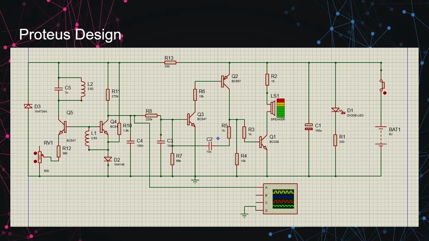This same diagram we have simulated in Proteus design. Over here one change is made, that we have added a CRO so that we can see the graph and the plot of the output, or how the wave is being generated. The rest of the circuit is the same, whereas L2 and L1 have values of 3.62 henry and 2.53 henry.